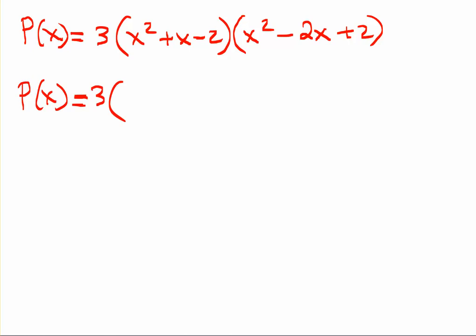Let's see. So 3 on the outside, but this is x times x is x to the 4th. x squared times negative 2x, so it makes negative 2x cubed. x squared times 2 makes positive 2x squared. Everybody good there so far?